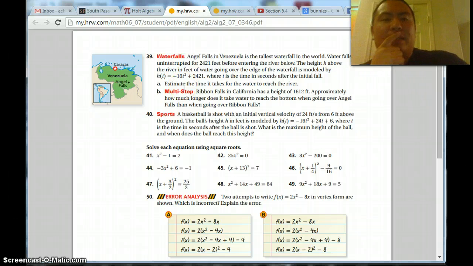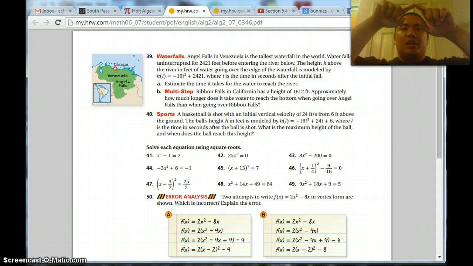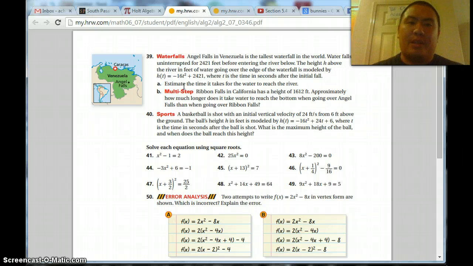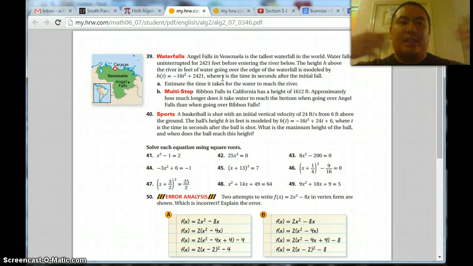Alright, so when they say estimate the time it takes for the water to reach the river, if you can imagine a parabola going downwards, well, the time it takes is essentially modeled by what t is, and t represents time typically, where it says right here where t is the time in seconds. So what we can do is find the zeros, and that'll tell us exactly the amount of time it takes for it to fall. Okay, so let's go ahead and do this one.